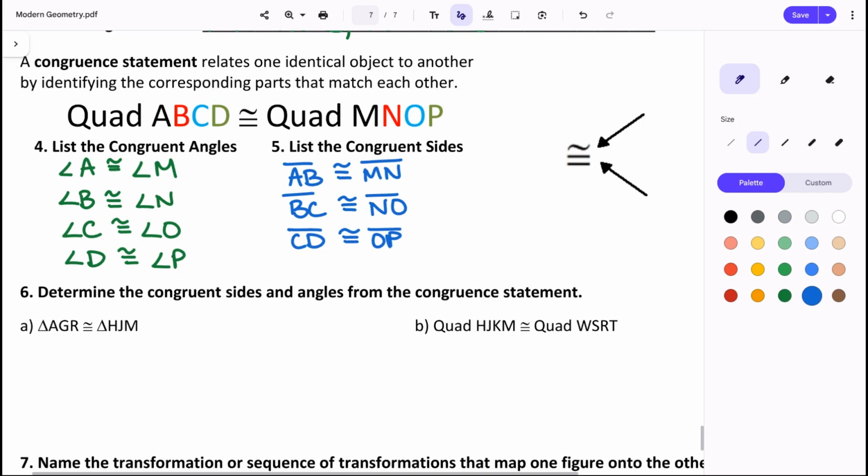What is it? Greer? So DA is congruent to PM. Could I have flipped that around? Could I have said AD and PM instead? Yeah. Okay, here's another. So I'm going to write here. Or you could have said AD is congruent to MP.